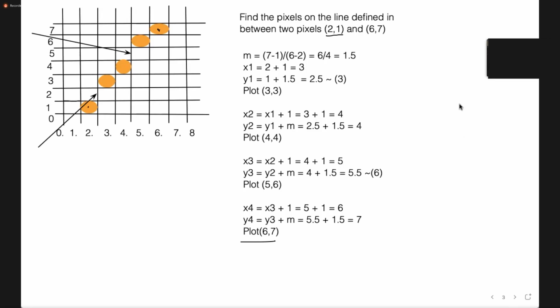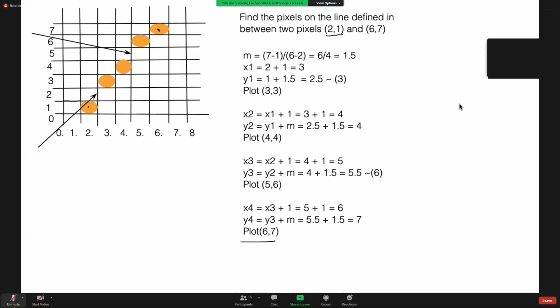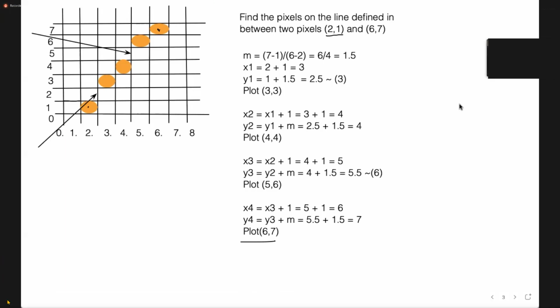Is that clear and understood? Yes or no? Yes, sir. When the slope is greater than 1, then the value is 1 point something. Then always it is jumping not 1 pixel, more than 1 pixel. When x goes 1 pixel, y goes more than 1 pixel. Then these gaps are naturally coming. No one can stop. Right?